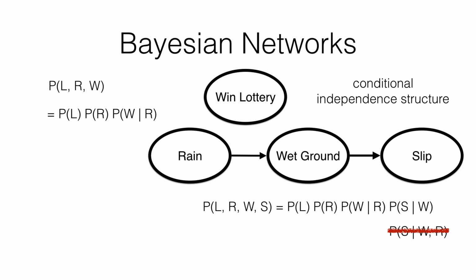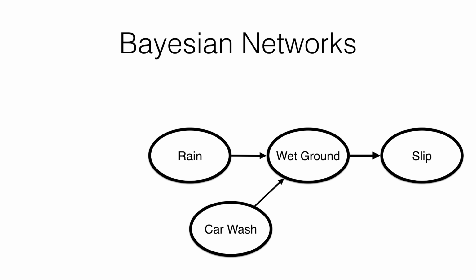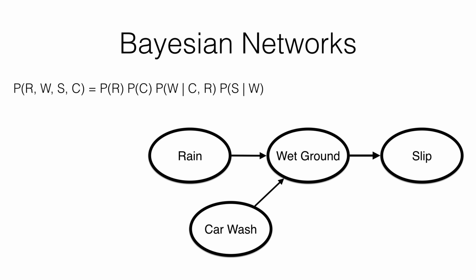So a few interesting things happen when you look at these factorizations. Consider this new network, which is a slight variant of what we had previously, where now we have another possibility for why the ground may be wet. So the factorized probability distribution corresponding to this Bayesian network is the following.